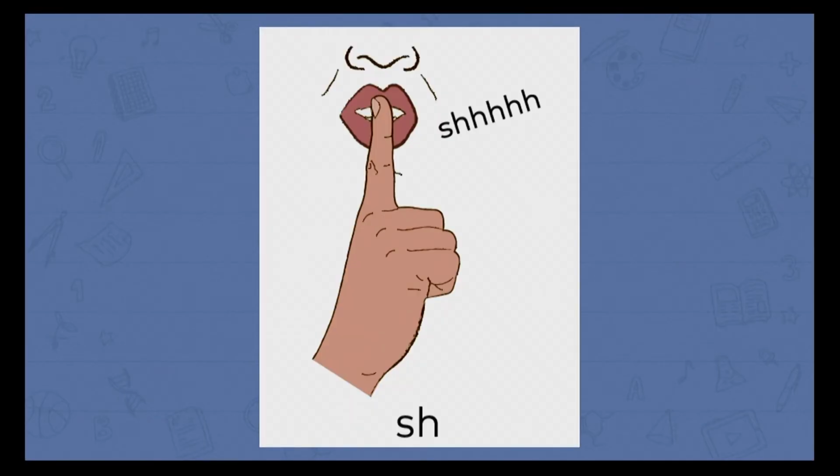Great job. The next digraph we're going to be looking at is SH. Now we know that if we were sounding these letters out, an S would say S and an H would say H. But when we put S and H together, they make a brand new sound. And that sound is sh. Can you try that with me? Sh. Great job.